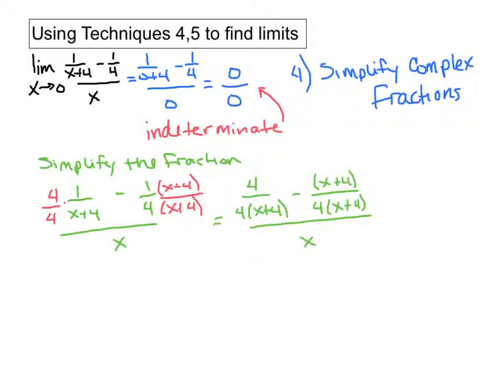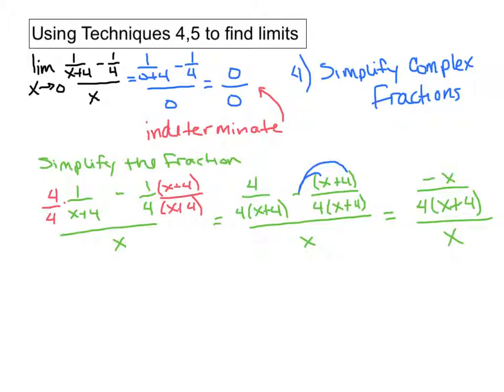Alright, now that we have common denominators, we are allowed to combine the numerators. So we have 4 minus x plus 4. If we distribute that negative to both terms, that would be 4 minus 4, which is 0, so I'm not going to write that. Then negative x. So we have negative x over 4 times x plus 4, all over x.